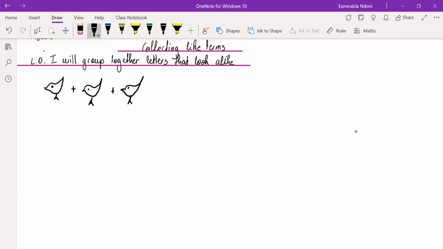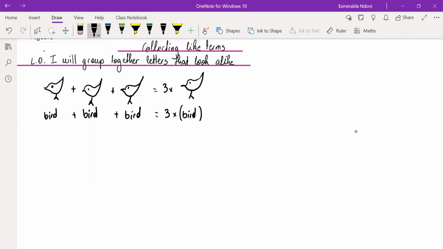So I have a bird, and then I have another bird, and then I have another one. As you can see from the pictures and from the words, I have three lots of birds. But this is quite annoying. If I am to ask you to stop the video and copy the drawing down, it's quite annoying. So mathematicians have come up with an easier way to copy this down.